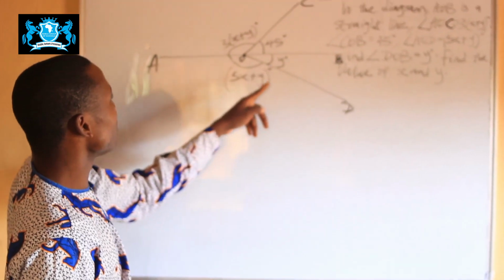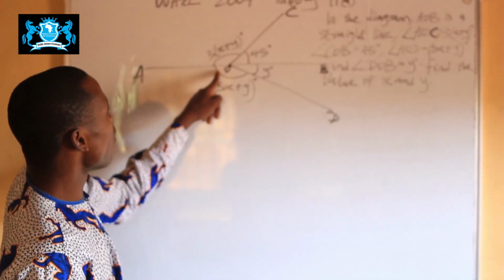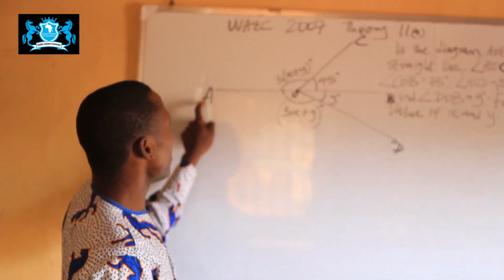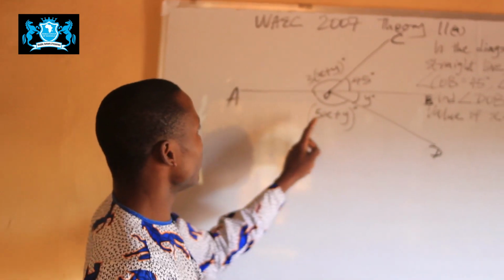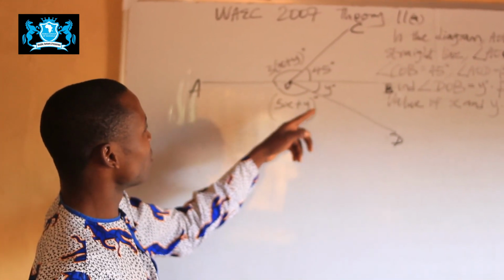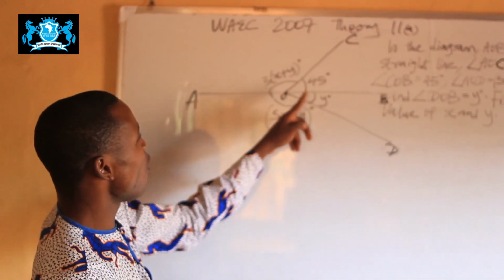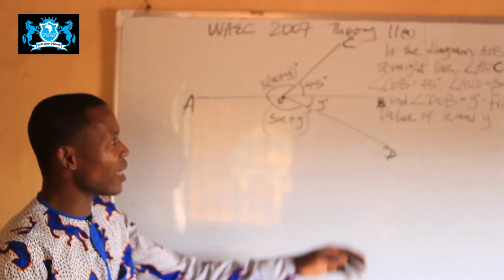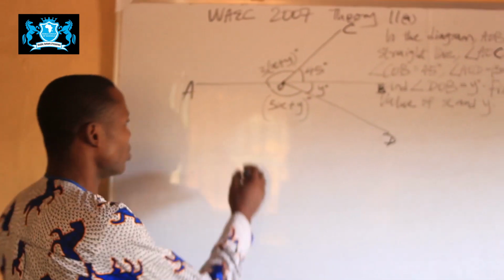Angle COB is equal to 45 degrees. Angle AOB is 5x plus y degrees. Then angle DOB is equal to y. Find the value of x. How do we find the value of x and y? What do we do? Solution.